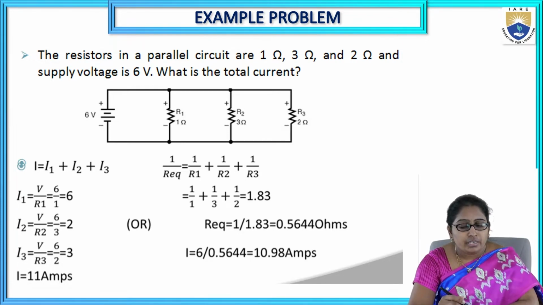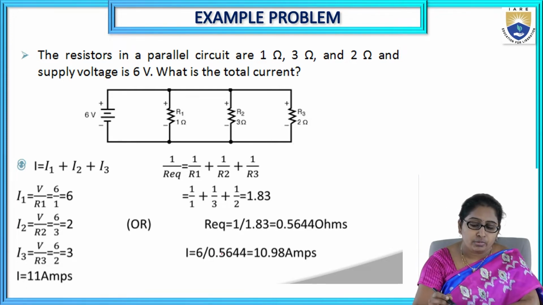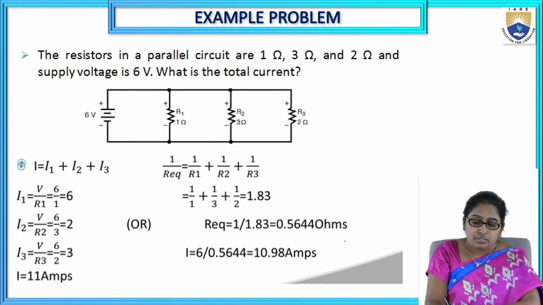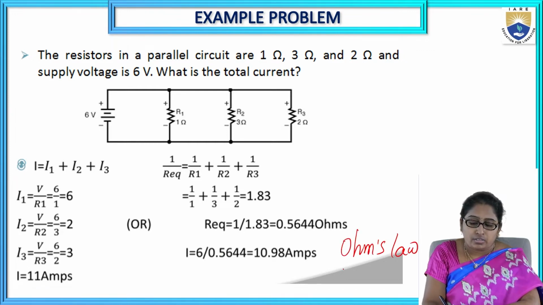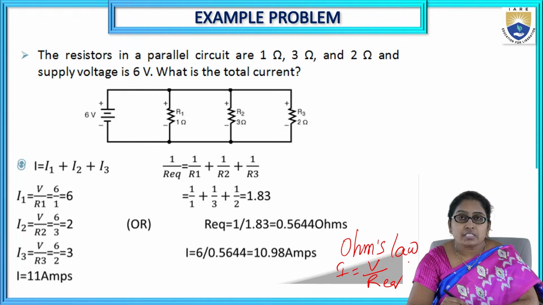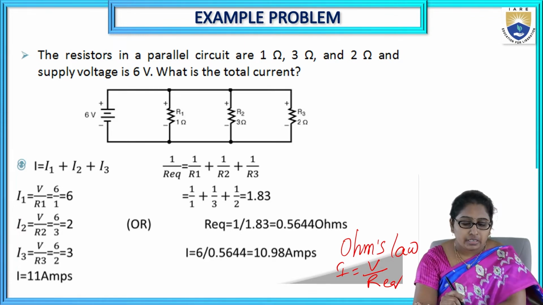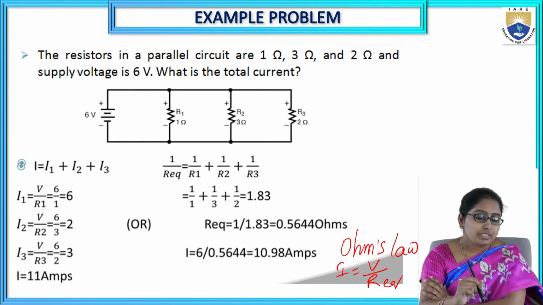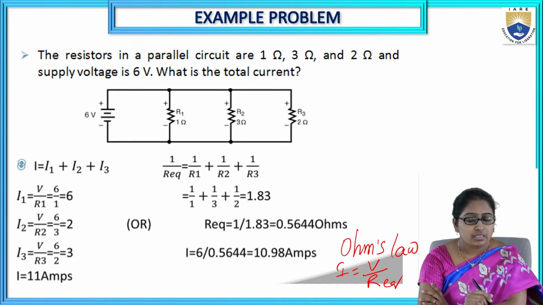So total resistance of the circuit is known. So total current is given according to Ohm's law, I equal to V by R. V is 6 volts and R equivalent here is 0.5644. So that gives 10.98 amperes. So this is one method. Another method is also shown here.